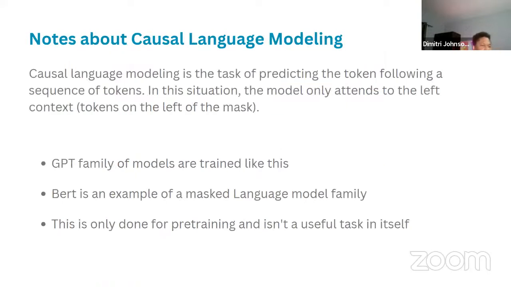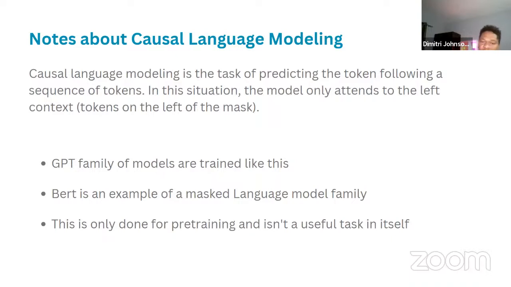So, some notes about causal language modeling. The task of causal language modeling is the task of predicting the token following a sequence of tokens. In this situation, the model only attends to the left context. That means, just as we saw a while ago, it only pays attention to the first section of the sentence, and it's not able to see the last part. So it looks at the first part of the sentence and predicts the rest of the sentence.